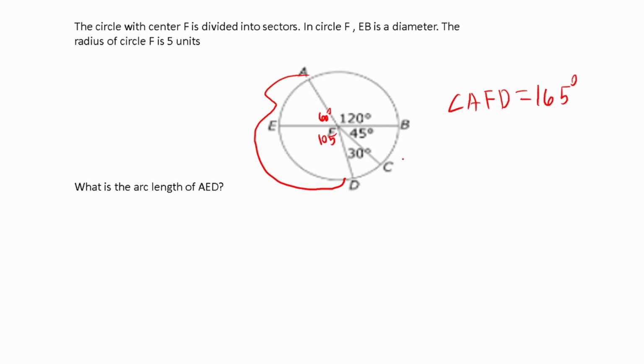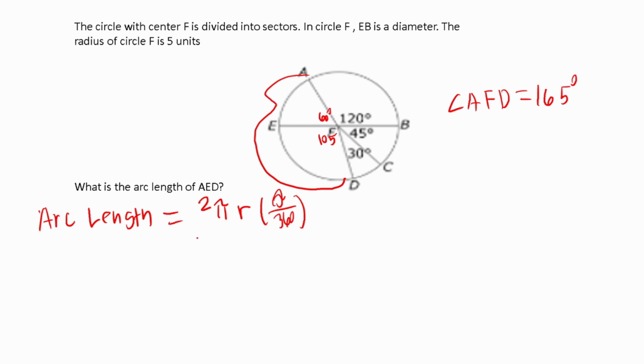And that's going to come in handy in a second. Now what we could do is we need our formula. So the arc length formula, right? So arc length, the formula is 2 pi times the radius, and then we do our theta angle over 360, which is, this is my theta angle, 165.